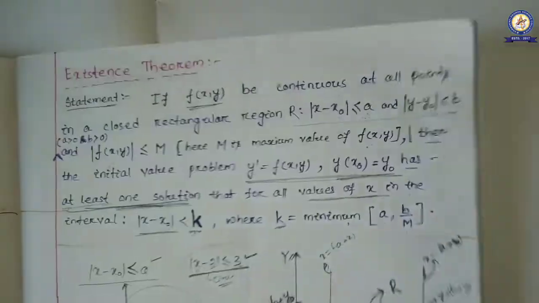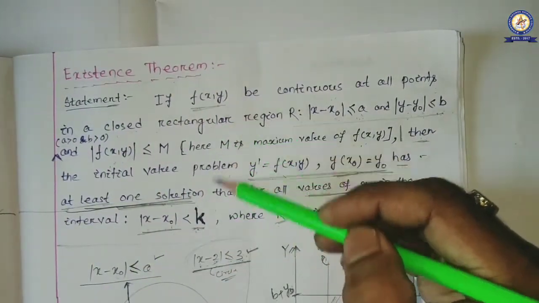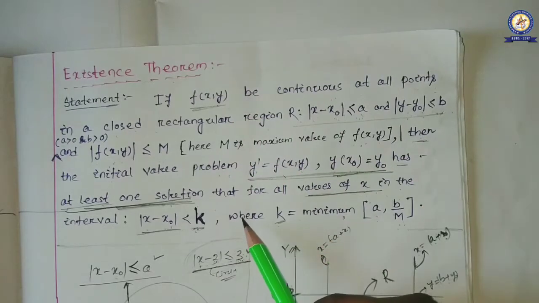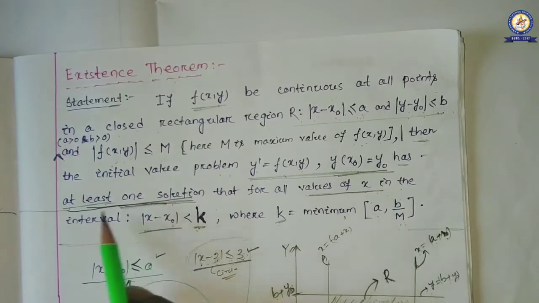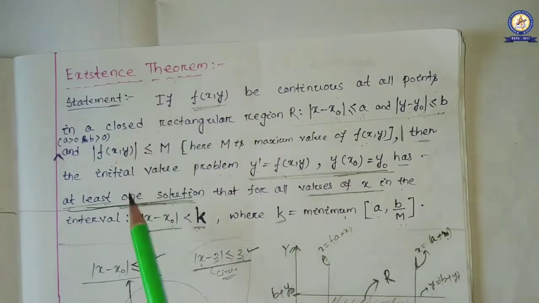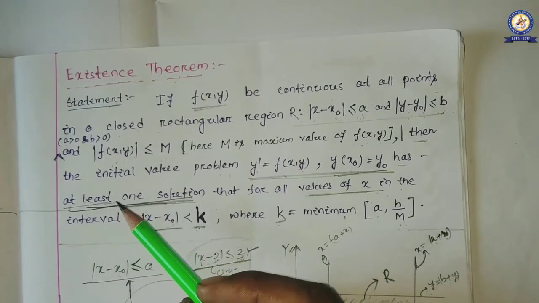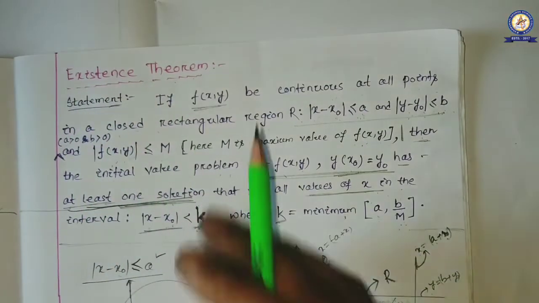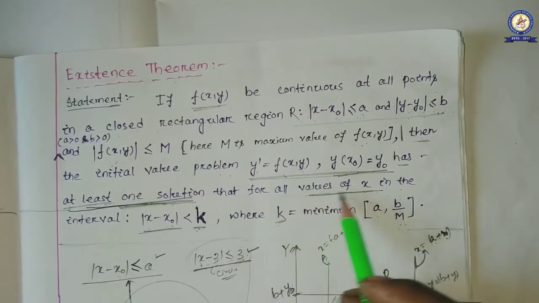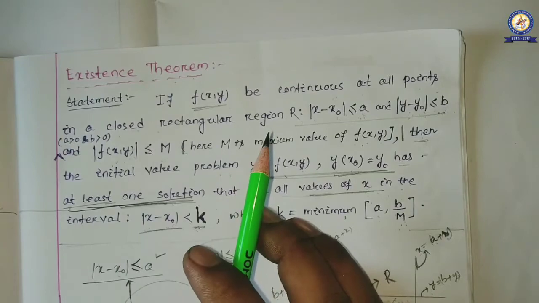But the existence theorem only told that if these conditions are satisfied, then the initial value problem has at least one solution. By this theorem we could not confirm how many solutions it has. It may have more than one solution, but according to the existence theorem we just confirmed that for all values of x we can get at least one solution.